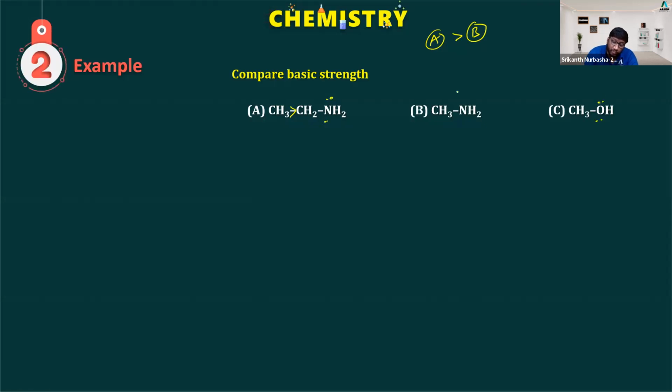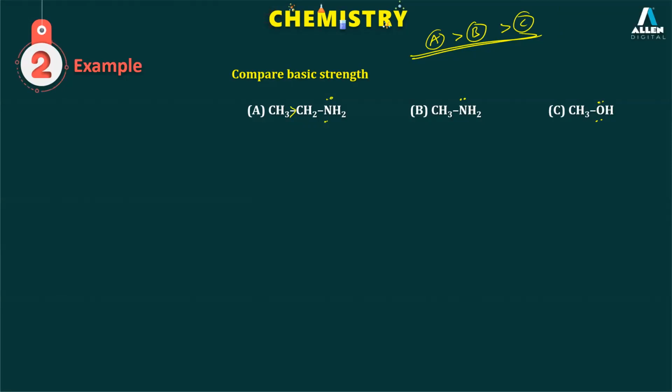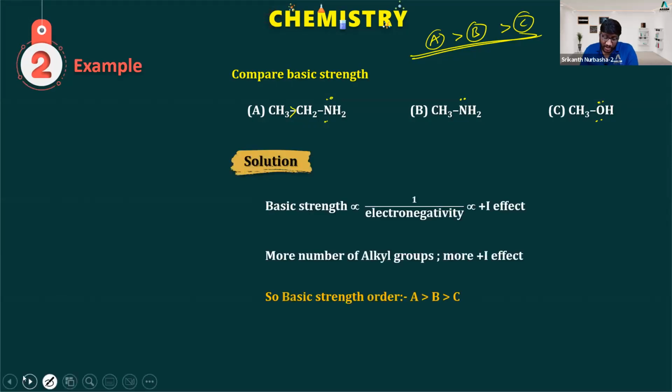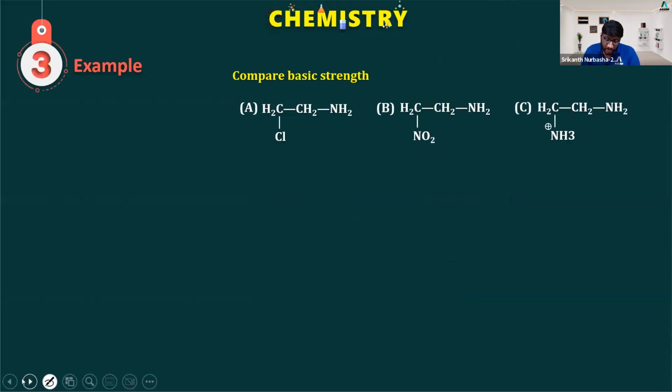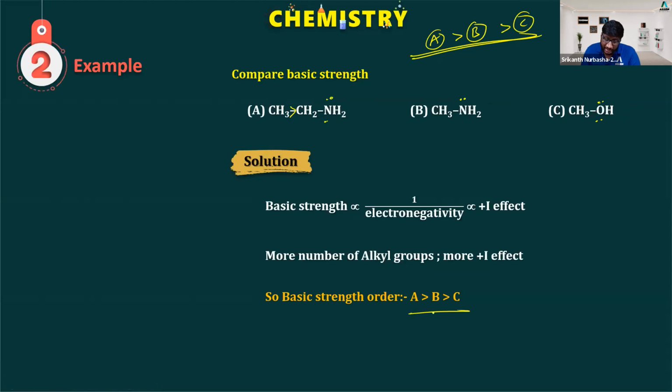CH3OH and CH3NH2: the lone pair of electrons is present on nitrogen. Nitrogen is less electronegative when compared to oxygen. Oxygen is more electronegative, so oxygen will not donate the lone pair easily. So when compared to B and C, C will have the least basic nature because of the more electronegative oxygen. So A greater than B greater than C, that is the right order. Is that clear? Yes. So basic strength is inversely proportional to electronegativity and directly proportional to plus effect. Applying that logic, we get A greater than B greater than C.